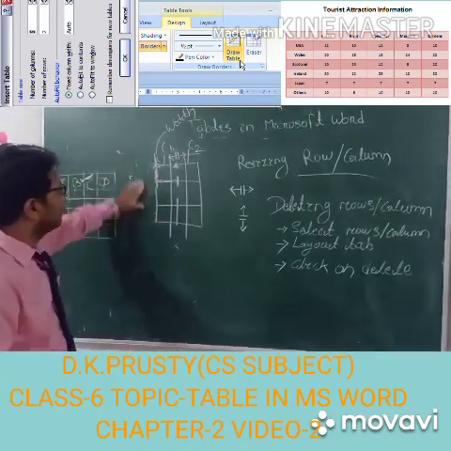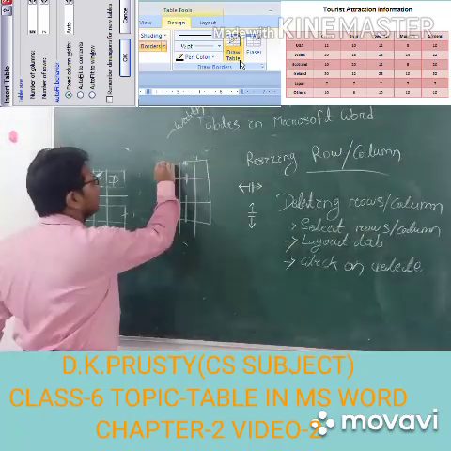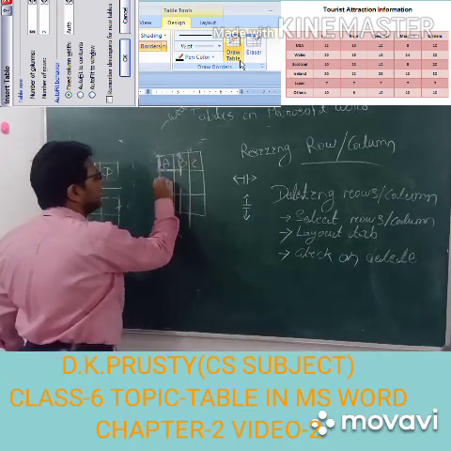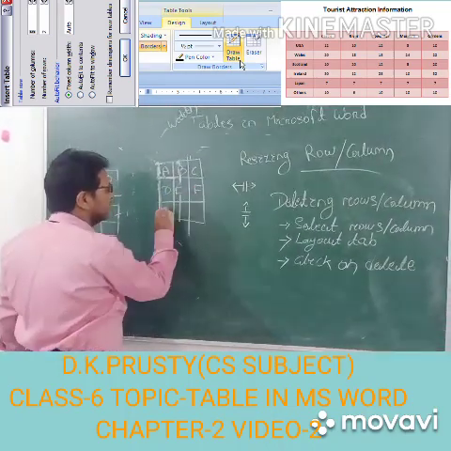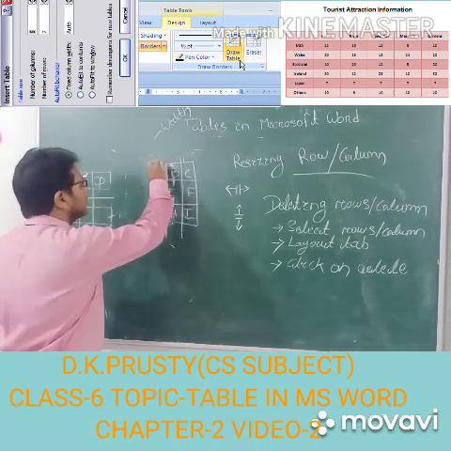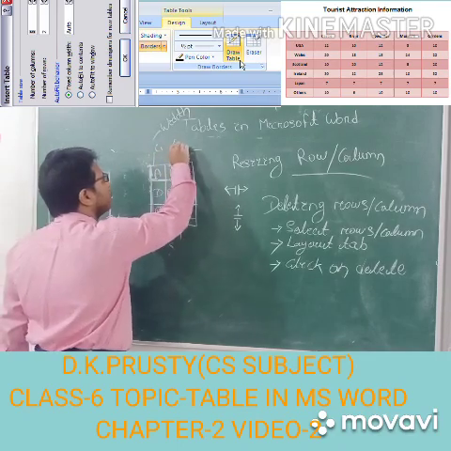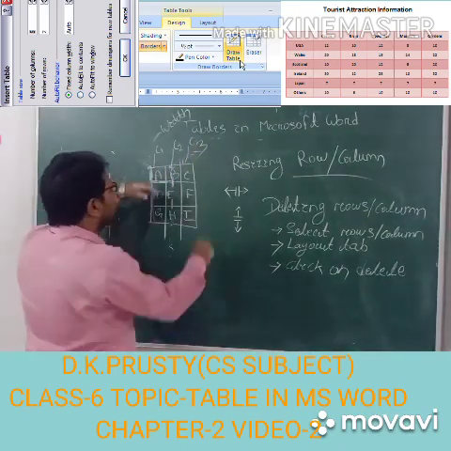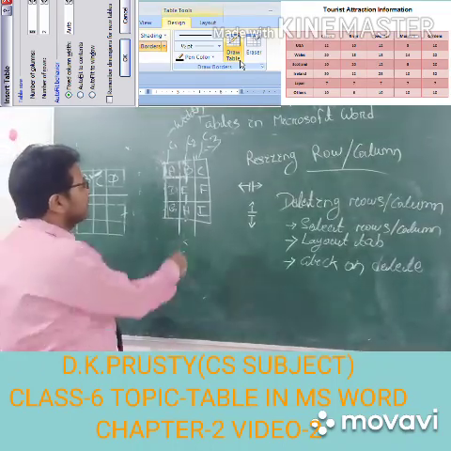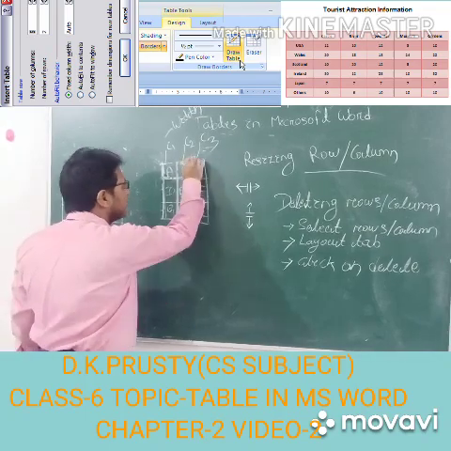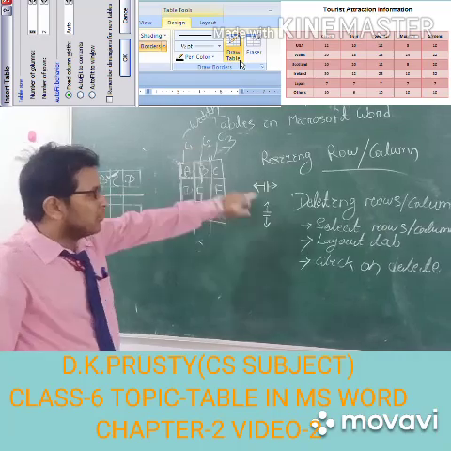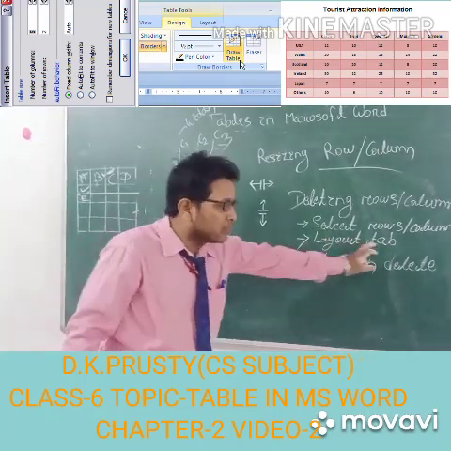So students, for example, suppose this is my table: A, B, C, D, E, F, G, H, I. This is my column 1, column 2, column 3. I want to delete this column. First of all you select this column. Okay, students. After selecting this column, click on the Layout tab.